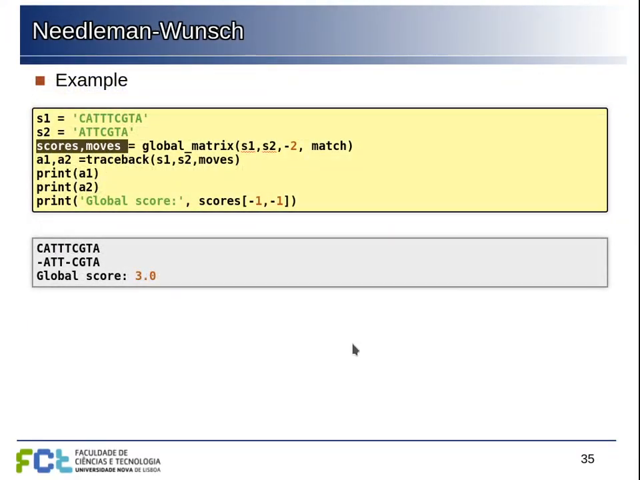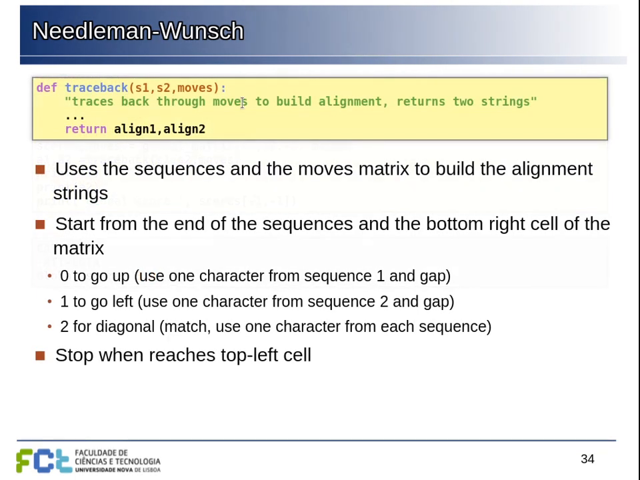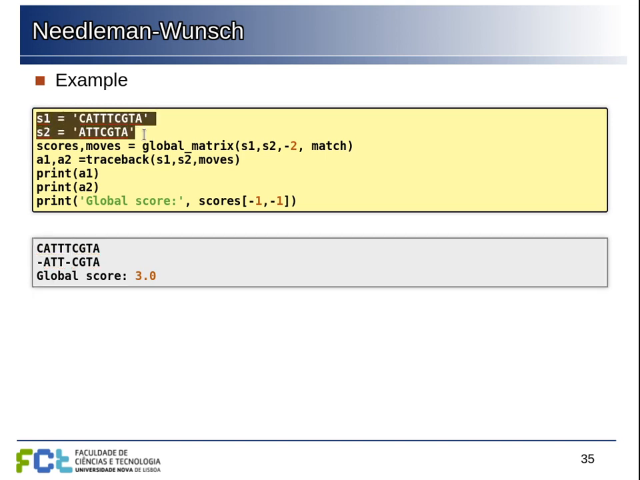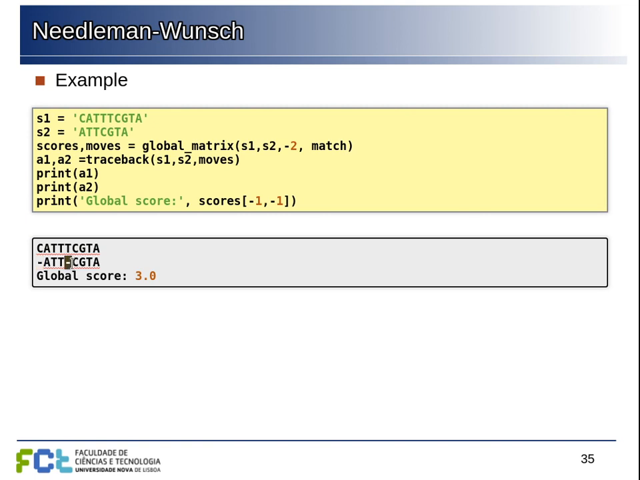So this returns two matrices. The scores, which we can use to find the alignment score. The last cell of the scores matrix has the global alignment score. This is what we find here. And the moves matrix allows us to trace back from the end to the beginning and create the alignment strings. So we're going to call this traceback function. It's going to create the two alignment strings here, and we can print the two alignment strings, and this would be the result of aligning these two sequences. We have some gaps here in order to fit the sequences together, and this would be the global score at the end. So you can try implementing this and test with this example.